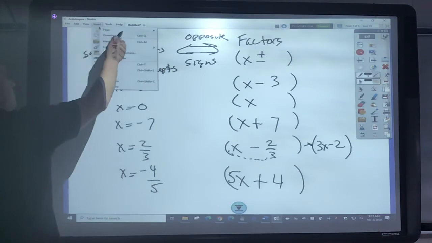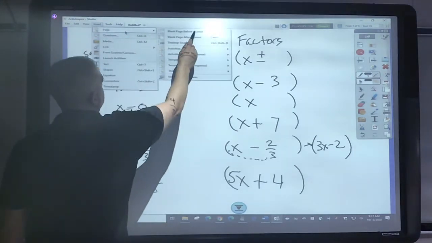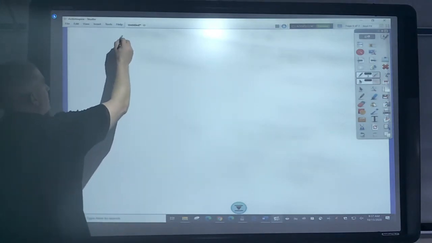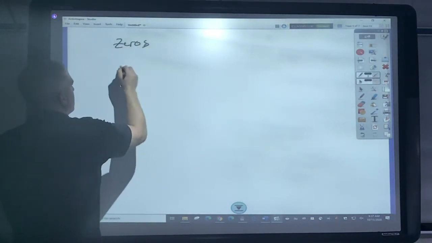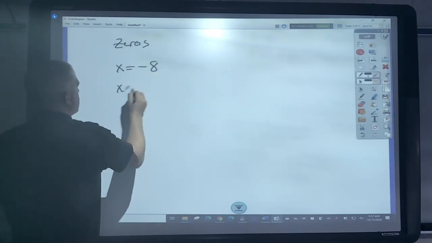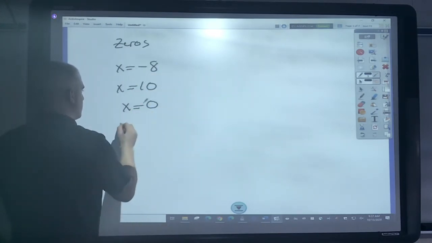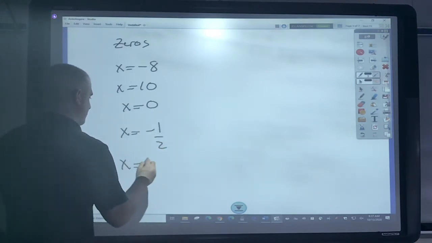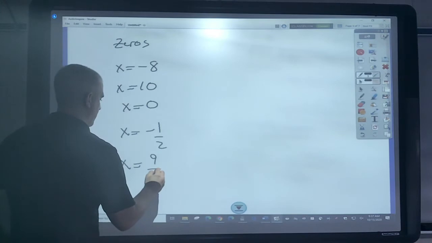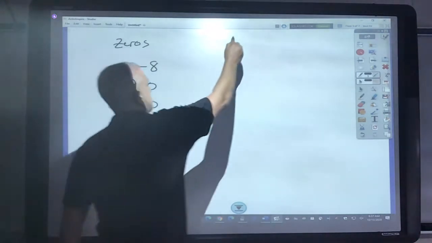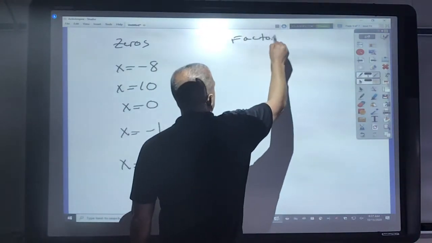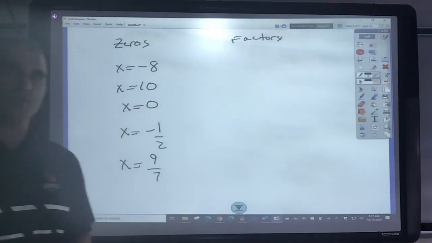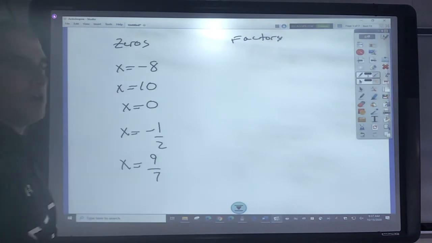Let me insert a page after current. Okay, so here are the zeros. Just take a second and write down what these would be as factors. So just pause your video real quick. I'd like you to write down what those would be as factors. You go ahead and unpause.